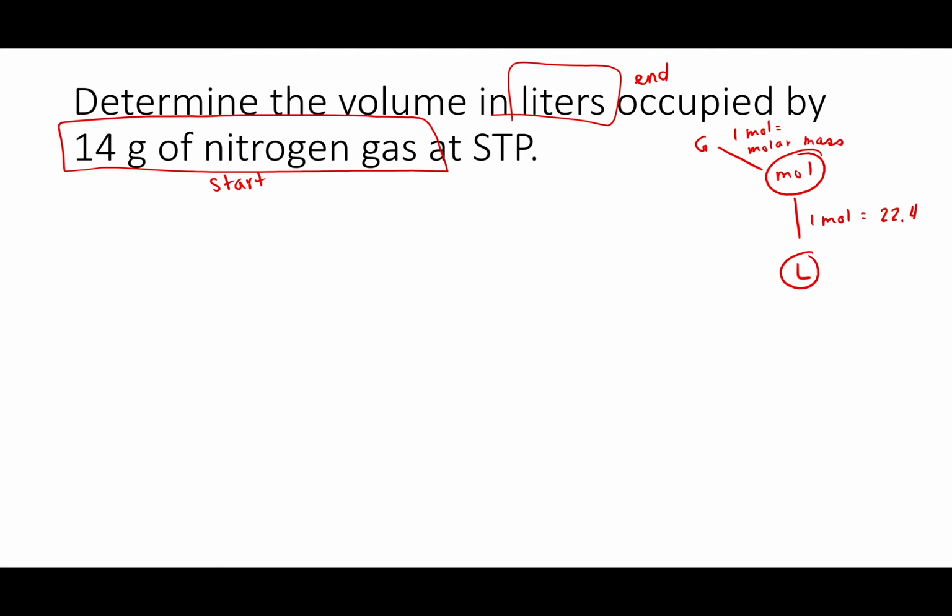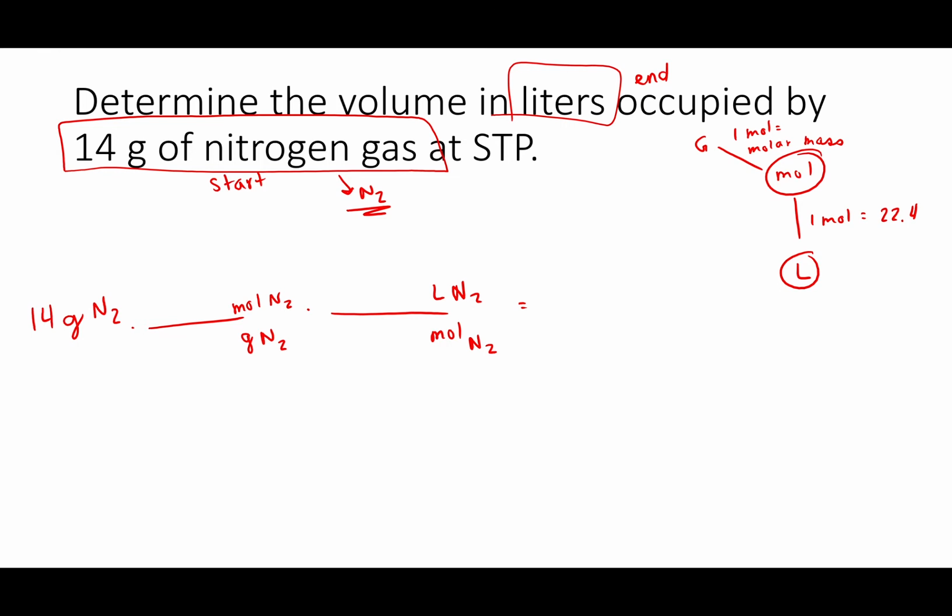Okay, so 14 grams. And now I have to remember nitrogen gas, the chemical formula is N2. That came from what we learned in Unit 5 and Unit 6 using our diatomic atoms. So 14 grams of N2, up to moles of N2. Then I'm going to go from moles of N2 to liters of N2.